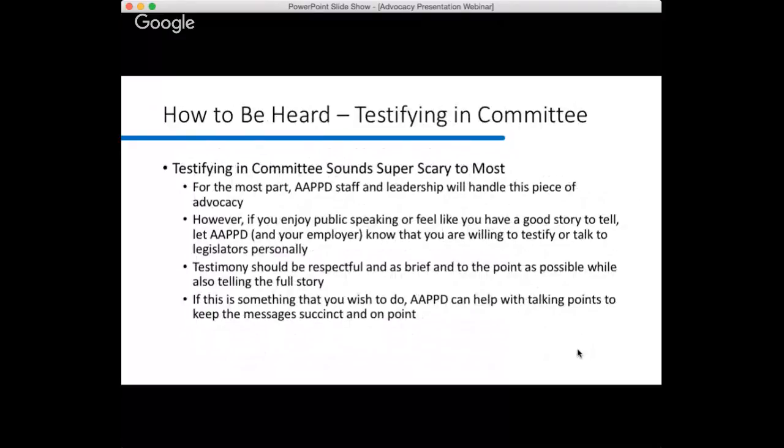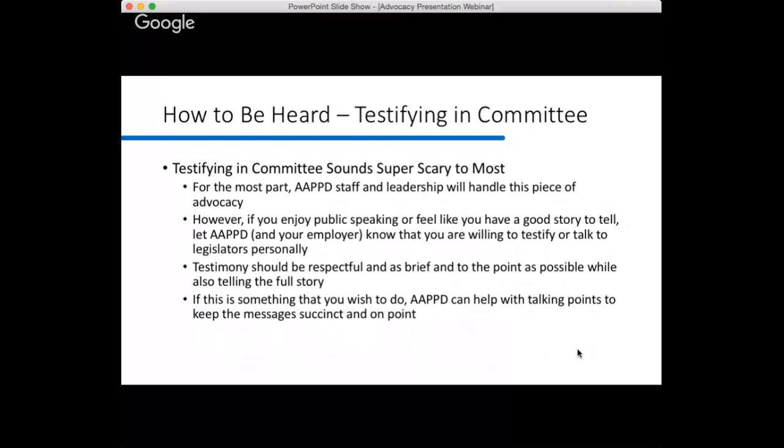So in addition to the request to speak system and communicating with your legislators through various forms as emails, letters, or phone calls, you can also testify in committee. And testifying in committee sounds really scary, and for the most part, APAD staff and leadership are going to handle this piece of the advocacy. But if you enjoy public speaking, you feel like you have a good story to tell, please let us as APAD staff and your employer know that you are willing to testify or talk to legislators personally.